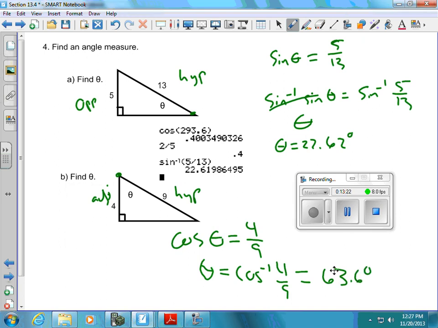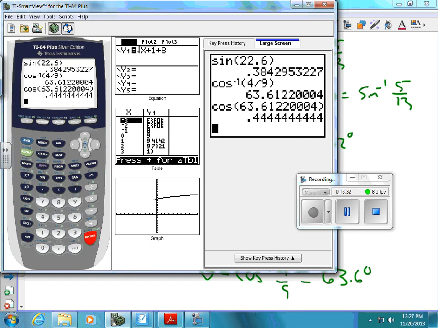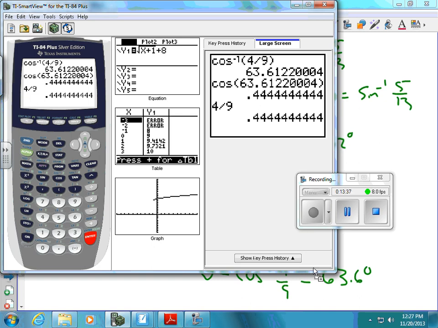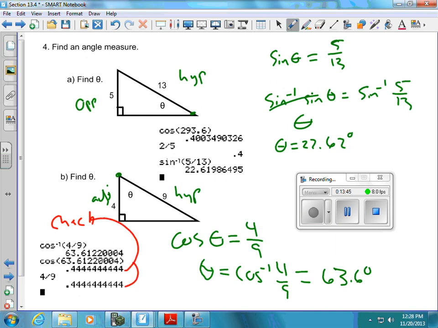We always want to check it, so let's plug it in. Let's see the cosine of 63.6 degrees. Does that equal the ratio of 4 divided by 9? It does. It checks. That's the fast, easy way of checking it. They should be equal.